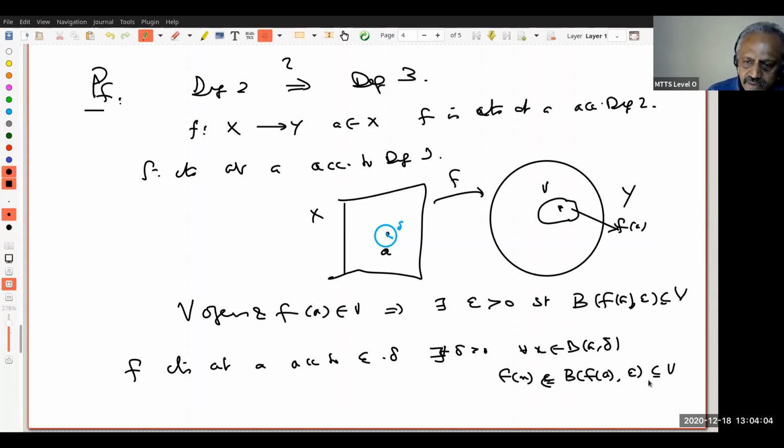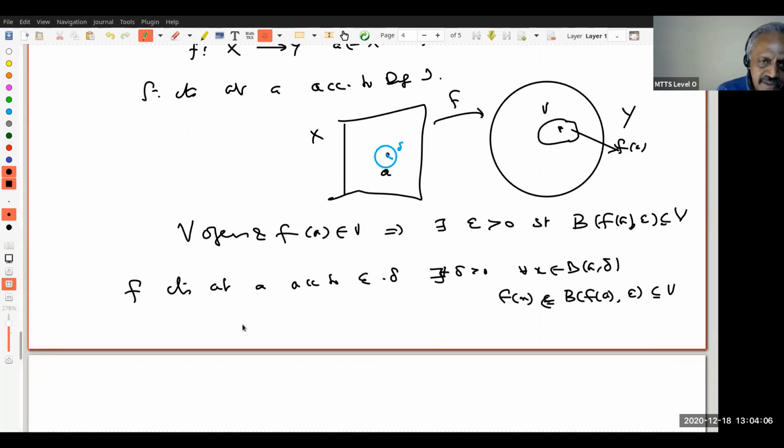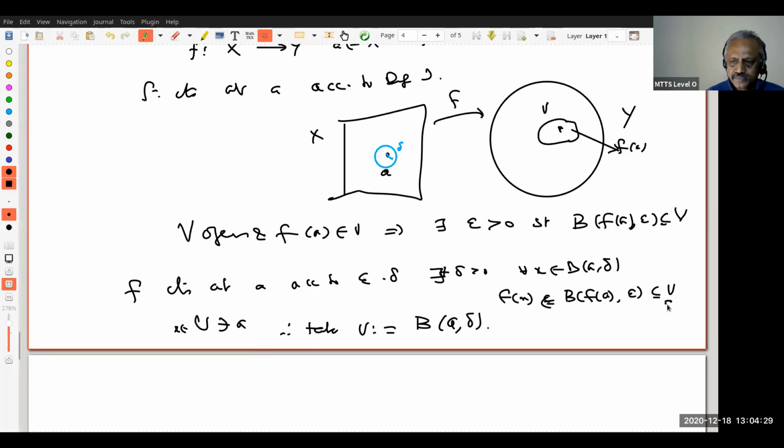You understand this? Now what is the open set I'm going to construct? U must be an open set which contains a, so that for every x in U, f(x) must lie in V. So what is the obvious choice of U for me? Yes. Okay, therefore take U equal to B(a, delta). Then we have proved it. For every x in U, f(x) belongs to B(f(a), epsilon), but then B(f(a), epsilon) is contained in V. Okay, this is an open set which contains this.